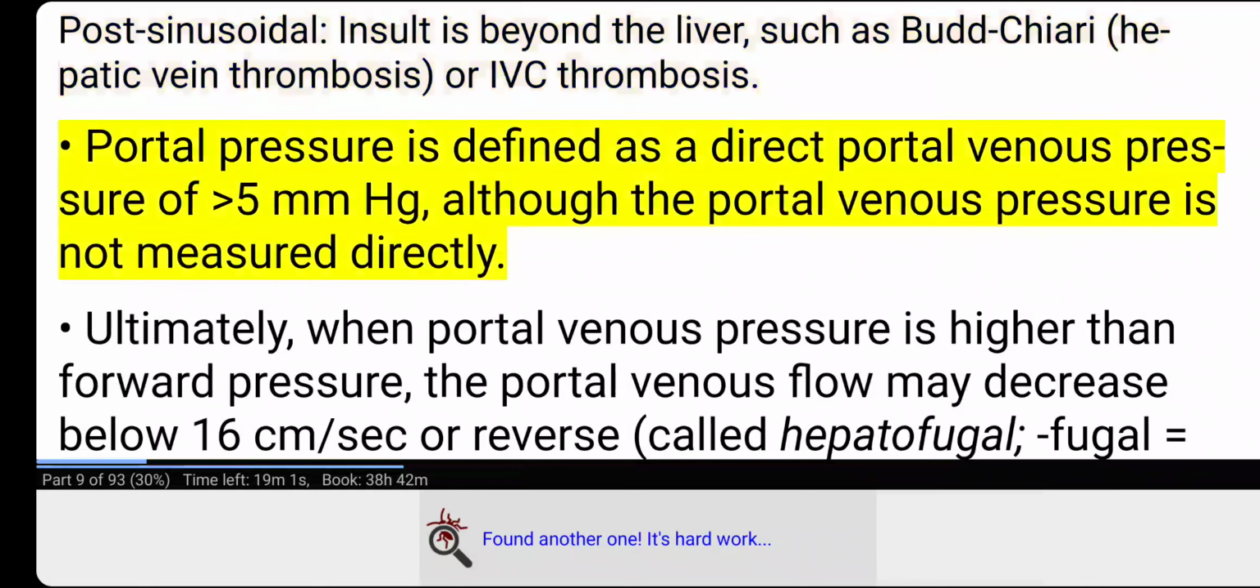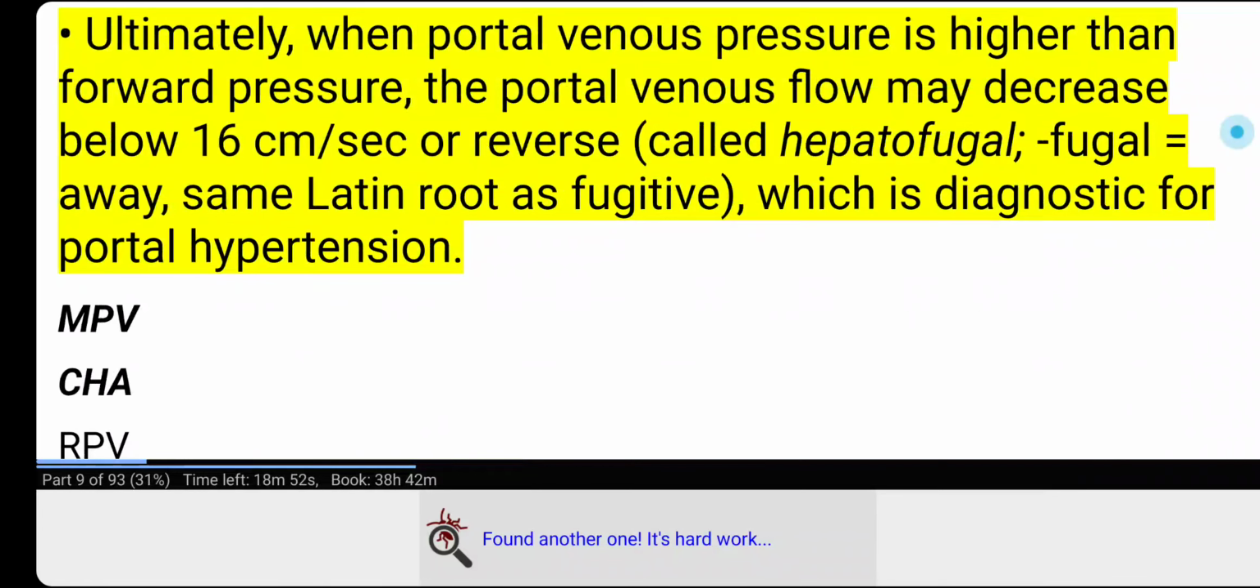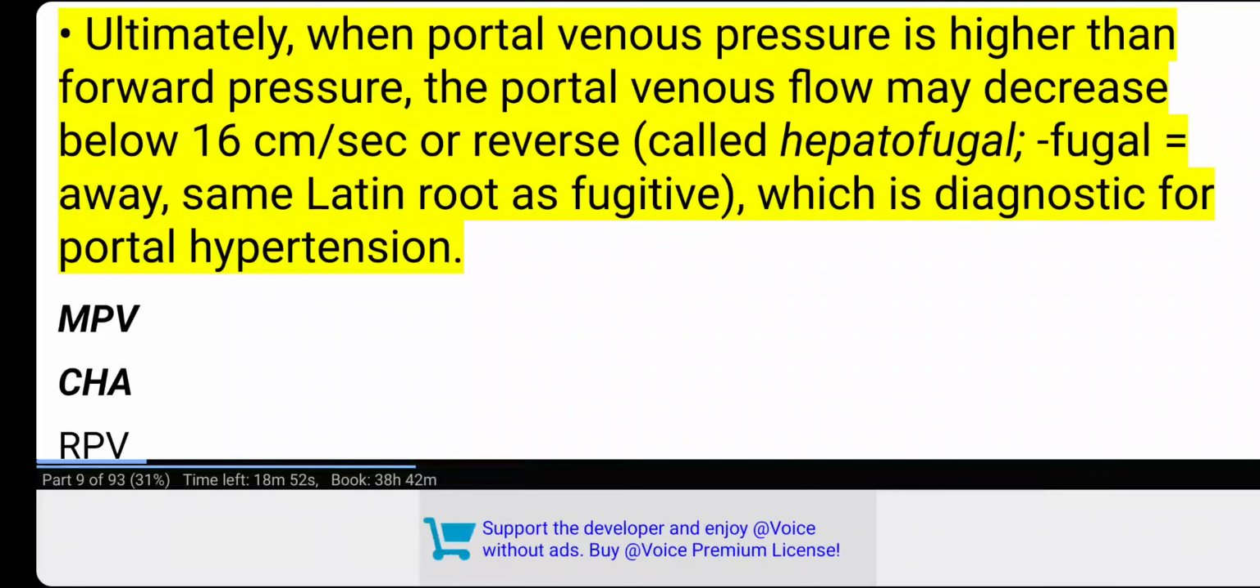Portal hypertension is defined as a direct portal venous pressure of greater than 5 mm Hg, although the portal venous pressure is not measured directly. Ultimately, when portal venous pressure is higher than forward pressure, the portal venous flow may decrease below 16 cm/sec or reverse, called hepatofugal. Fugal equals away, same Latin root as fugitive, which is diagnostic for portal hypertension.